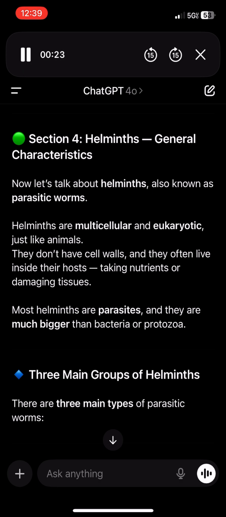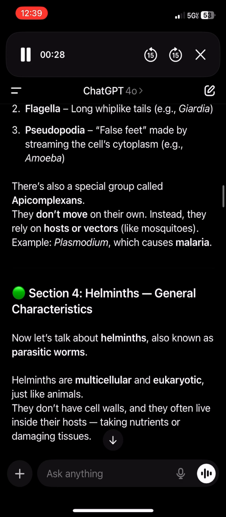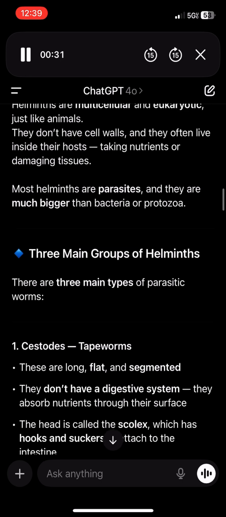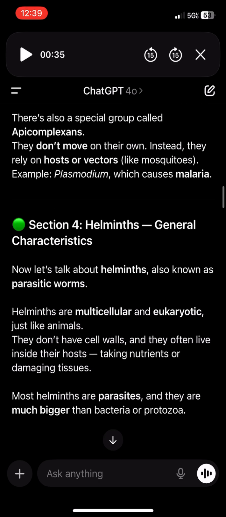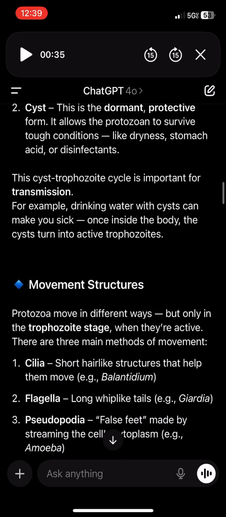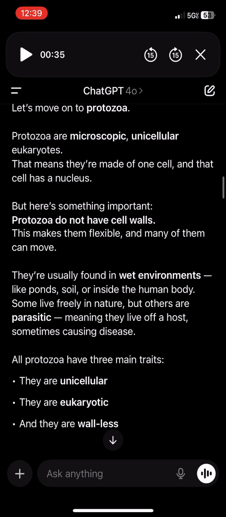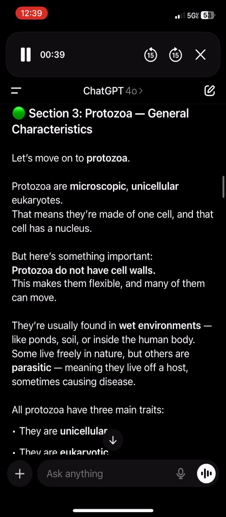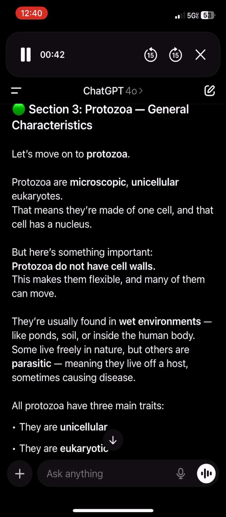Protozoa are microscopic, unicellular eukaryotes. That means they're made of one cell, and that cell has a nucleus. But here's something important. Protozoa do not have cell walls. This makes them flexible, and many of them can move. They're usually found in wet environments, like ponds, soil, or inside the human body. Some live freely in nature, but others are parasitic, meaning they live off a host, sometimes causing disease.